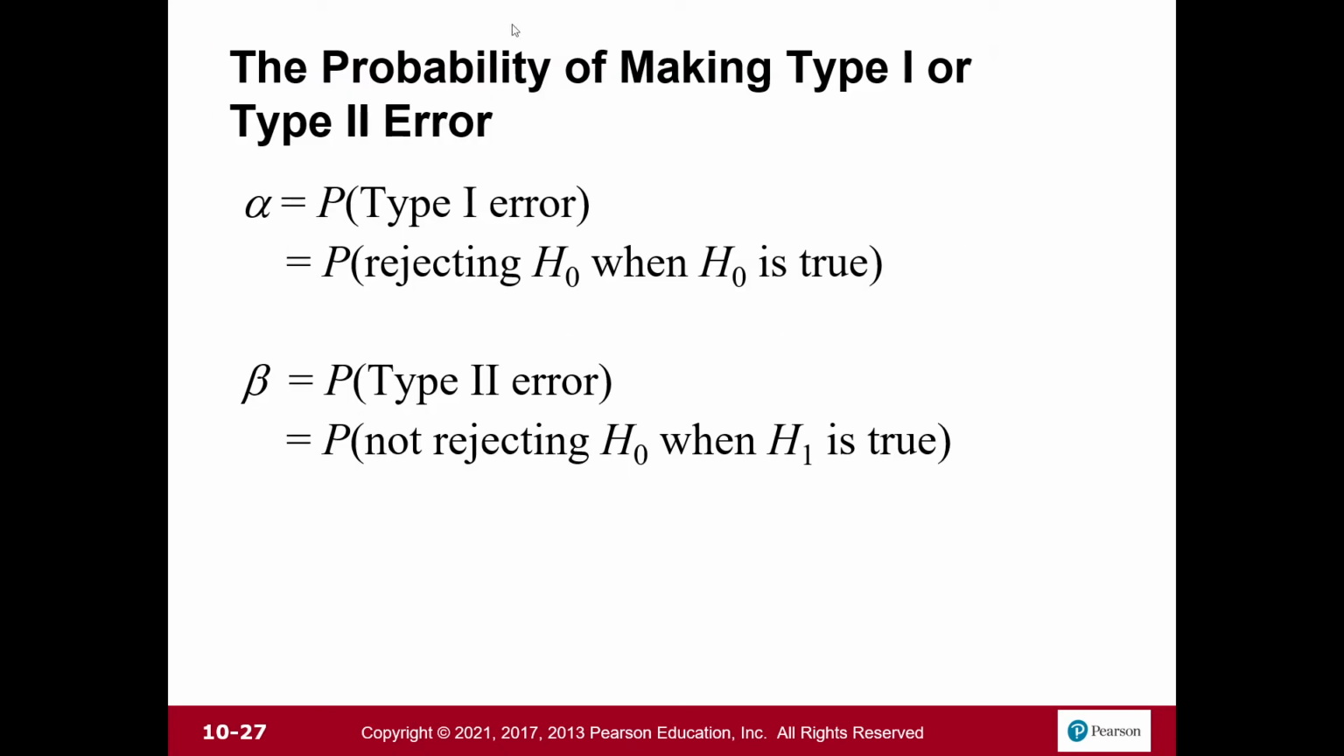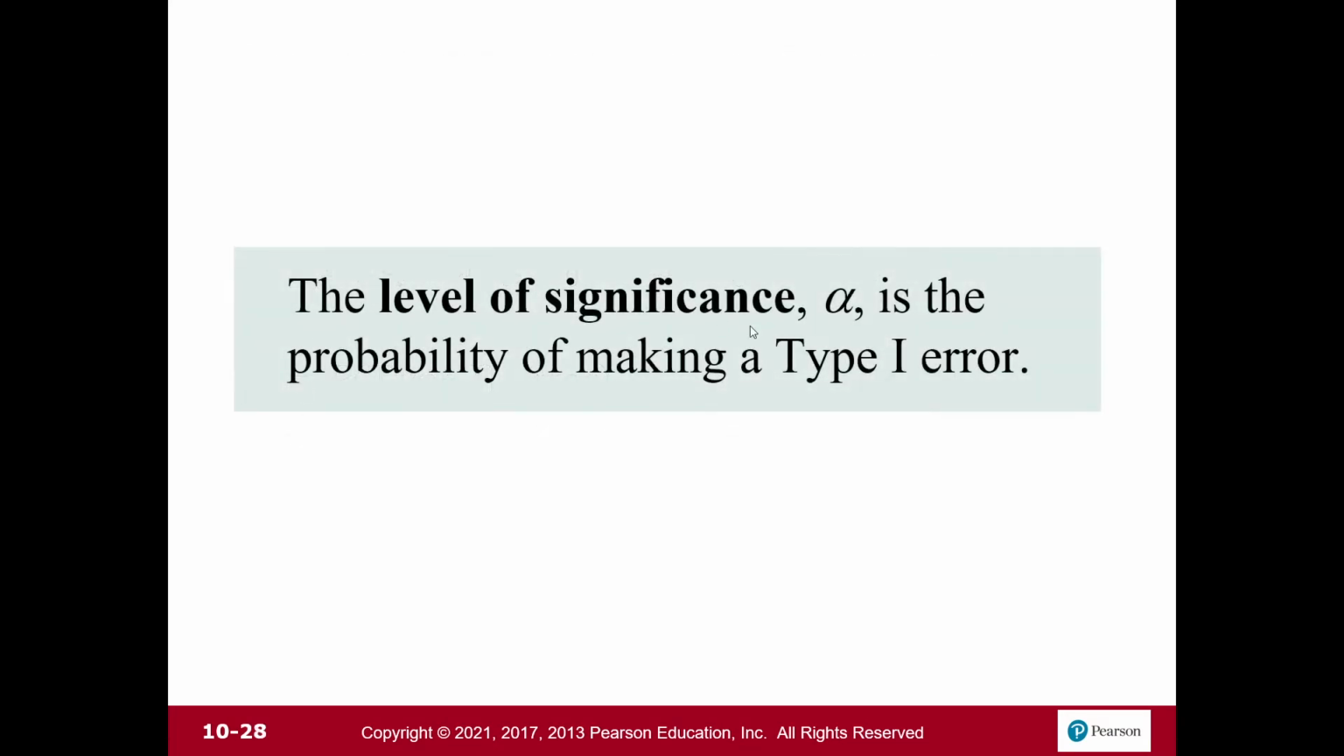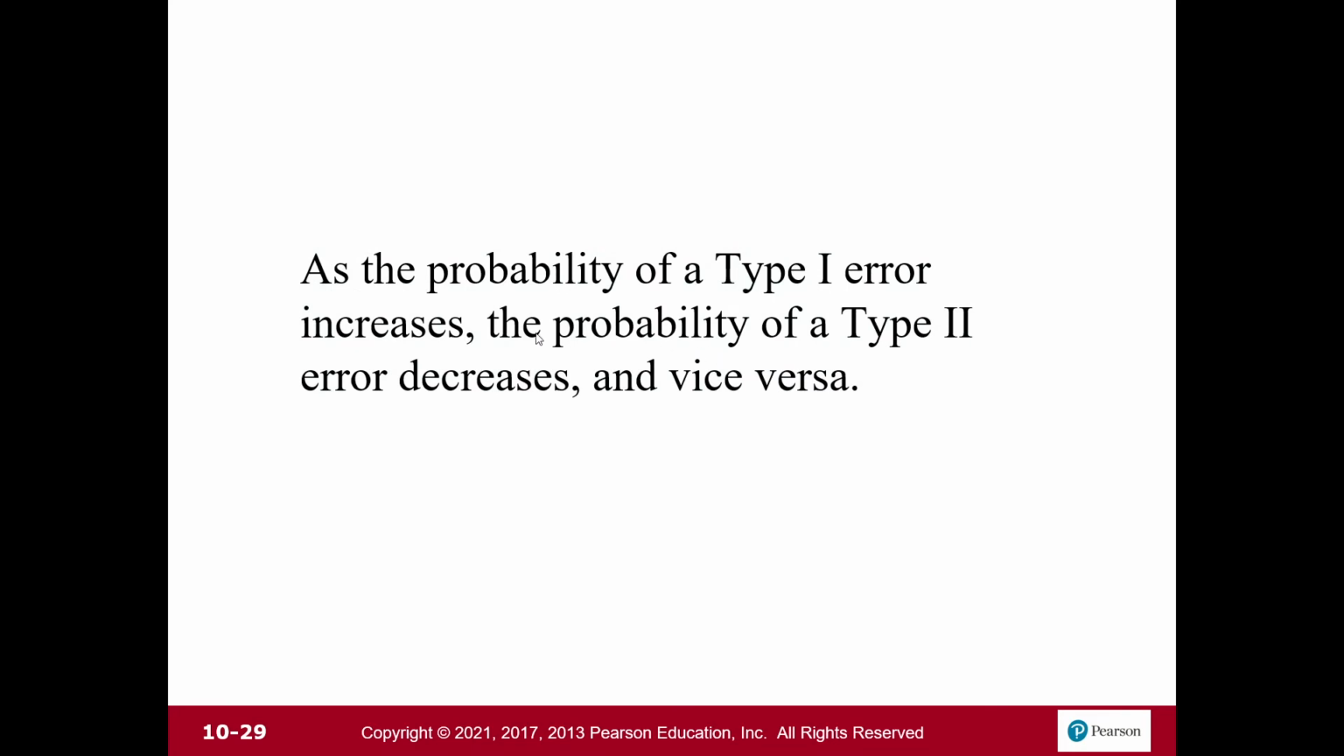So the probability of making a type 1 or type 2 error is denoted by alpha and then also beta. The level of significance alpha is the probability of making a type 1 error. As the probability of type 1 error increases, the probability of a type 2 error decreases, and vice versa.